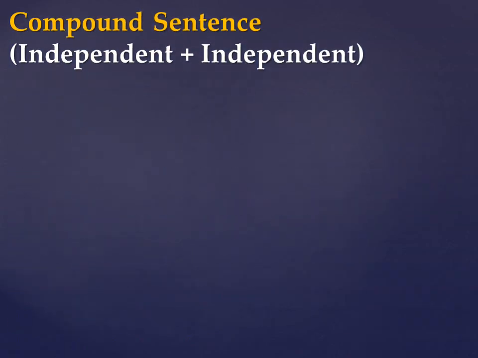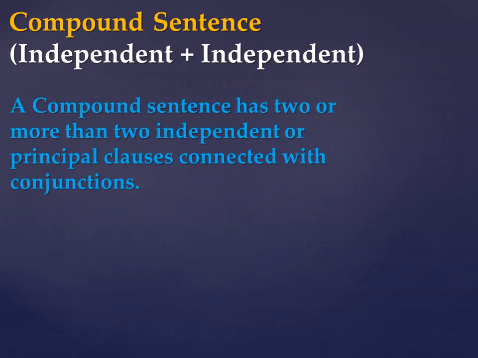And the last sentence type is the compound sentence. Independent plus independent. That means a compound sentence is formed with independent clauses. It may have more than 2 independent clauses. A compound sentence has 2 or more independent or principal clauses connected with conjunctions. As the sentence has more than one clause, we need to connect the clauses with the use of conjunctions. So here we also have to use conjunctions.